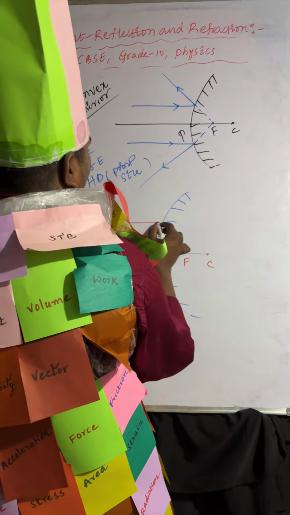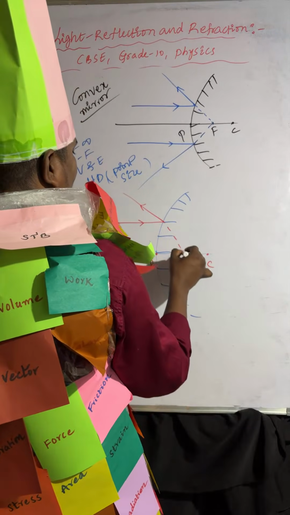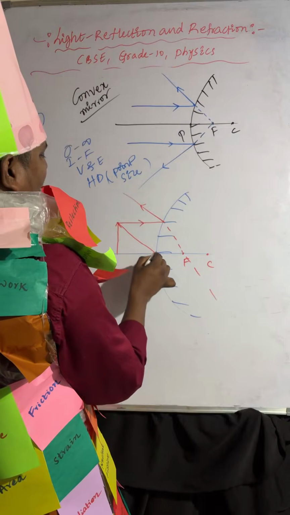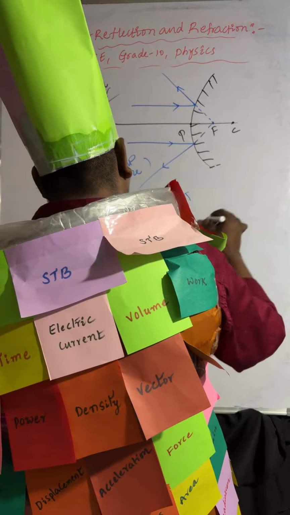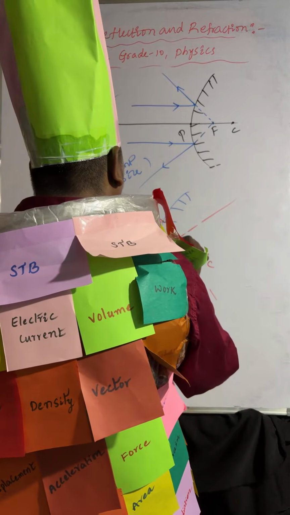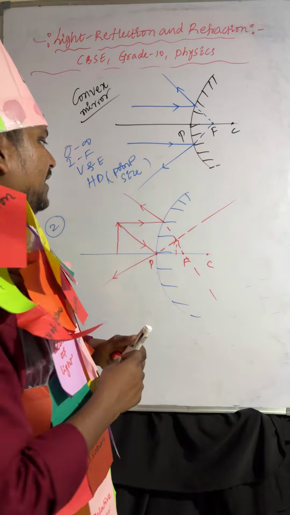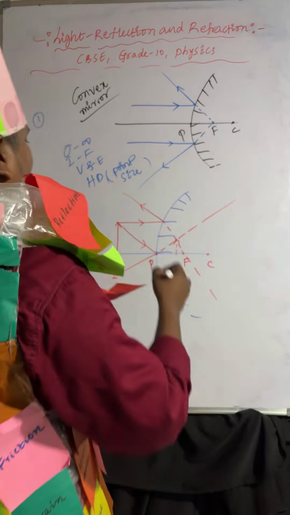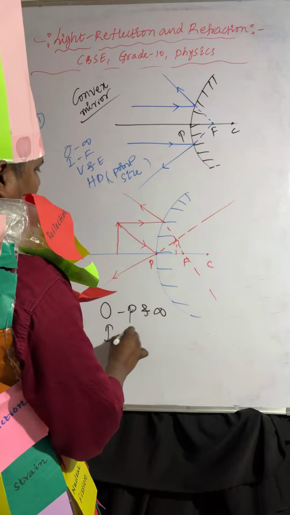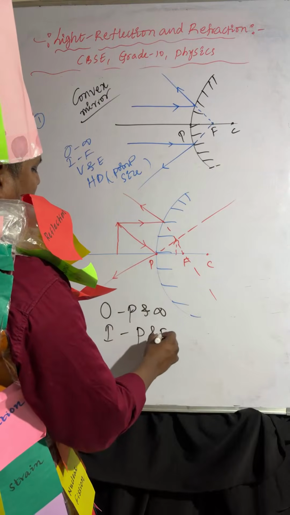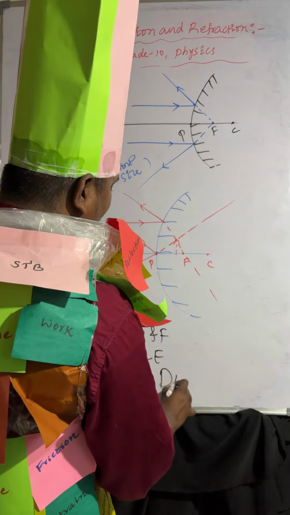One light ray I am taking like this, after reflection it passes. Another light ray I am taking, incident at the pole, it reflects back. So if you are extending these light rays, the image will form between P and F. So now you can see object is placed between P and infinity. Image is forming between P and F. Nature of the image is virtual, erect, and diminished.